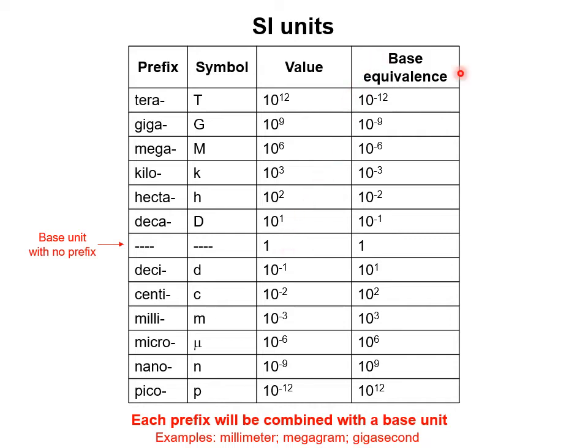Okay, and then this here is the base equivalent. Notice that the base equivalent is the reverse of the value in sign, or the inverse of it. So if the value is 10 to the 12th, the base equivalent is 10 to the minus 12. And this actually also means the reverse of what I just explained to you. So 1 meter is equal to 10 to the minus 12 tera meters. So the base equivalent is how much of this prefix added would equal the base unit, the one that has no prefix added to it.